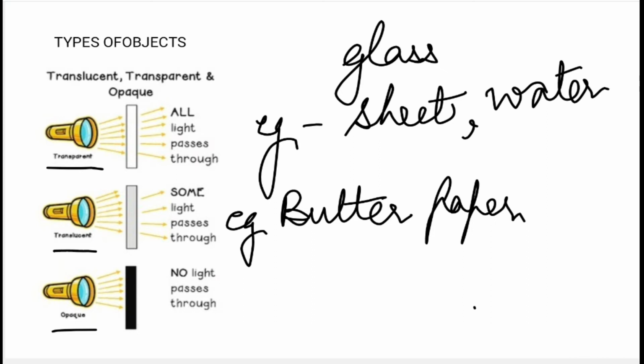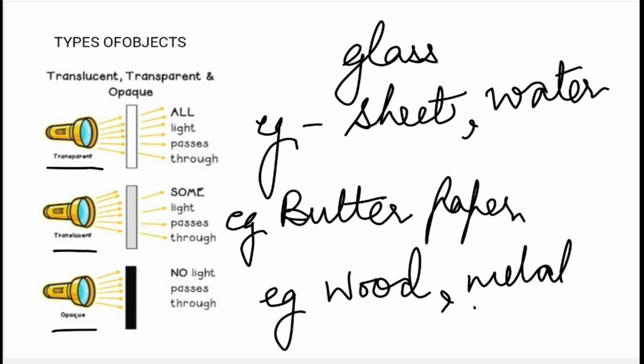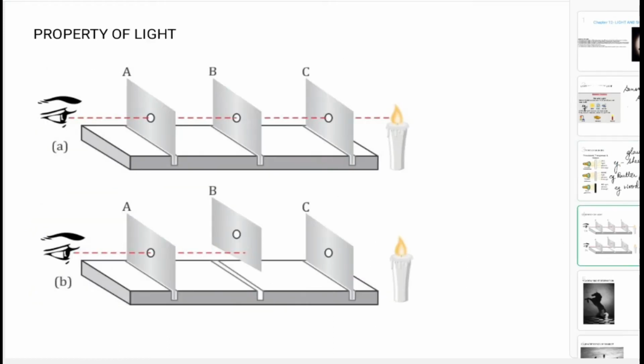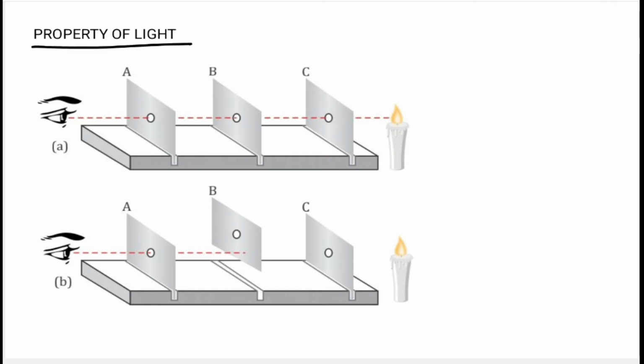And next we have opaque objects. Opaque objects are those objects which do not allow light to pass through them. For example, we have wood and metallic objects. Such objects which do not allow light to pass through them are called opaque objects. I hope it's clear. Let us move further to the next topic, which is the property of light.